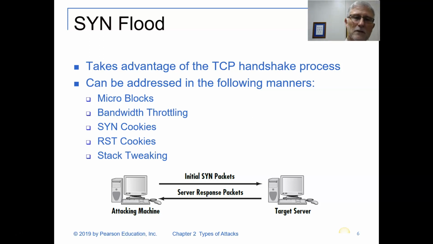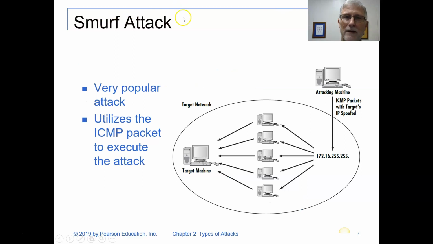So there are several different ways of handling these, and some of them are harder, some of them are easier to take care of. Now, a Smurf attack, again, is another packet attack, but it uses a ping command with a spoofed IP address. So it's gathered information about the network, stolen an IP address, and it's attacking that network.